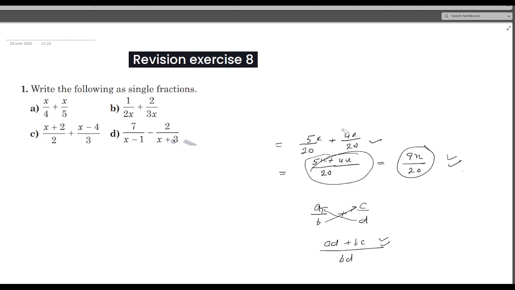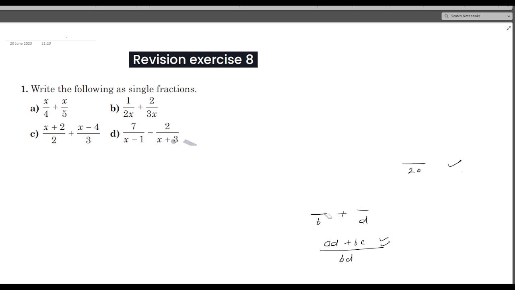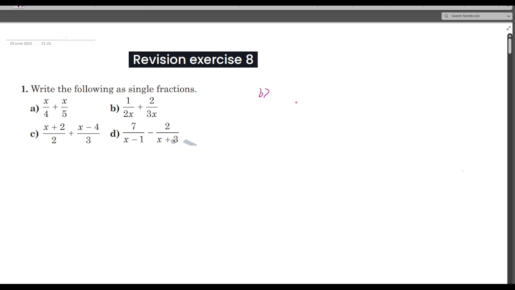1 divided by 2x plus 2 divided by 3x. I prefer to use both the methods. So here let us do this B question by that cross multiplication. I will say 1 divided by 2x plus 2 divided by 3x. So here we multiply 1 with 3x plus 2 with 2x, and this whole denominator is 2x times 3x.